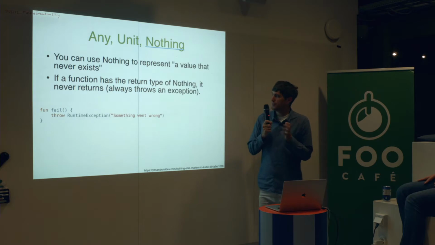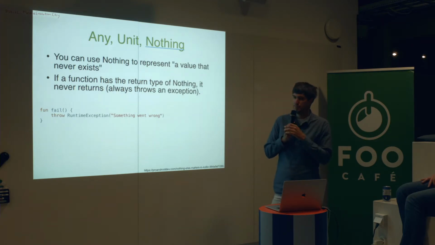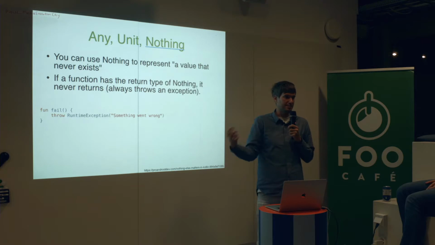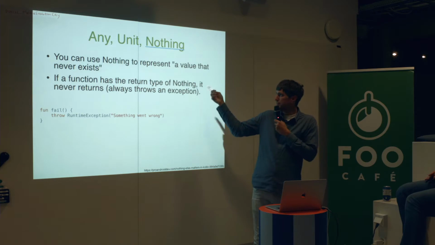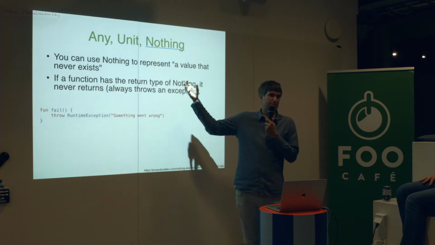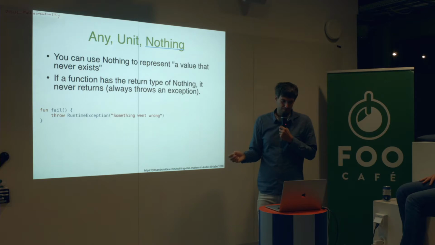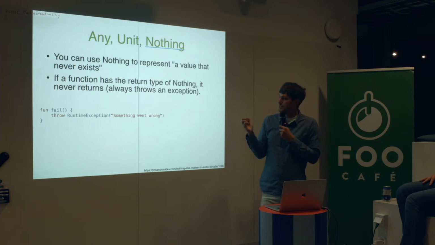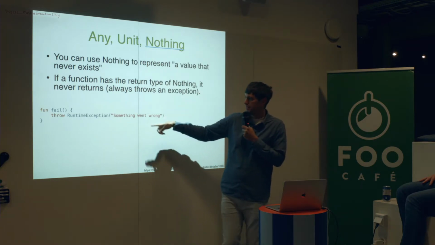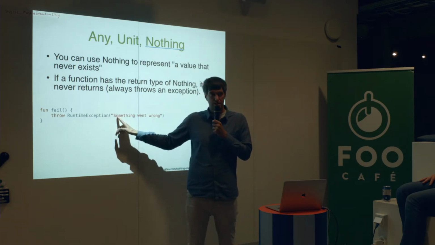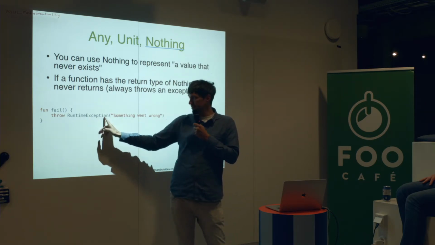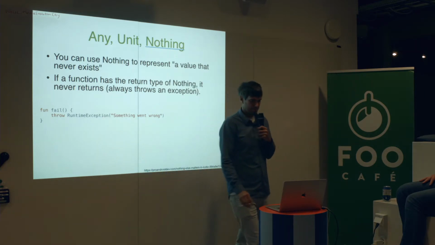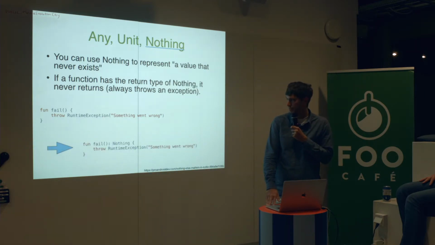Exactly. So Nothing is essentially this type that you can use to represent a value that cannot exist. But this is different from Unit. Unit is more like, this is nothing of interest. This says no, this is not possible. It's called an uninhabited type. If you have a function like this one that throws an exception, it's not possible to return from this function. You will have an exception. So the type here will be Nothing.